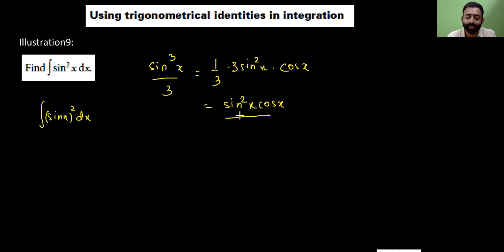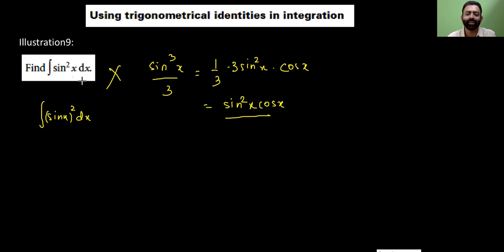Alright, but this is not the case. Your original function is just sine square x, not sine square x cos x. That means this method, that since there is a power you can increase the power by 1 and then divide by n plus 1, is wrong. This is a wrong approach. So what is the correct approach?